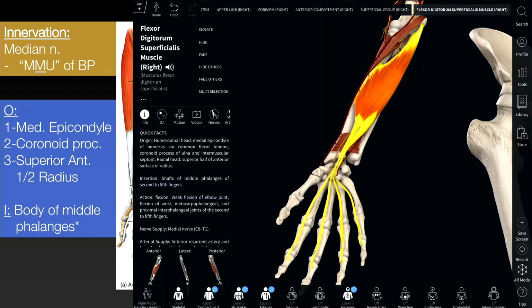There is also a profundus, which just means deep. Flexor Digitorum Profundus, but we're not going to look at that in depth. This is our digital flexor.